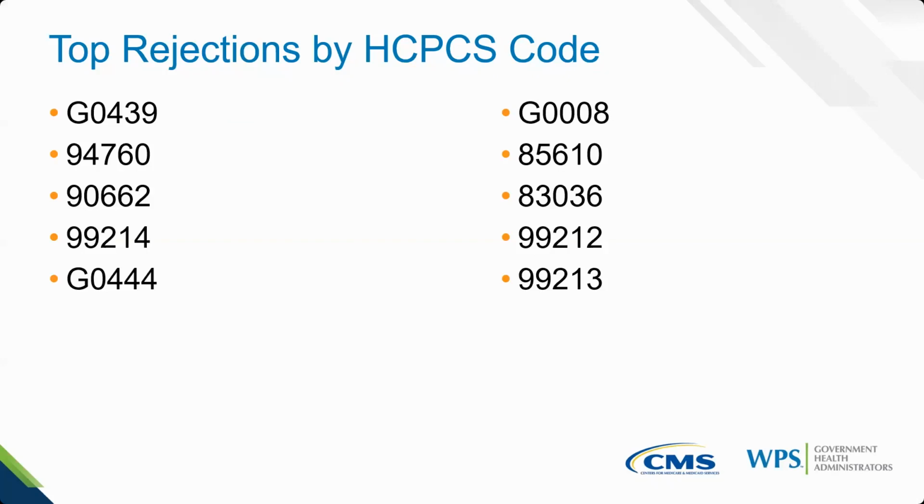The next code is pulmonary diagnostic testing. 90662 is flu shot. 99214 is the moderate E&M code. You'll see the G0444 there. That's depression screening. G0008 is the administration of the flu vax. If we don't pay for the flu vax, we're not going to pay for the administration. And then there's a couple of labs listed there, top rejections, as well as a couple of more E&M codes.